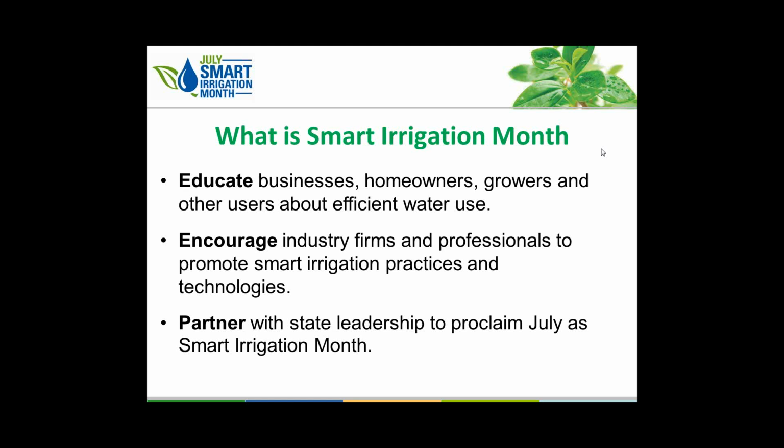So Smart Irrigation Month is to educate businesses, homeowners, growers, and others about efficient water use. It's such an important issue, and it's top of mind for most municipalities in America. It encourages industry firms and professionals to promote smart irrigation practices and technologies, and obviously to partner with state leadership to proclaim July as Smart Irrigation Month. Those are some of the key things that we're doing as a board here. So we can go to the next.